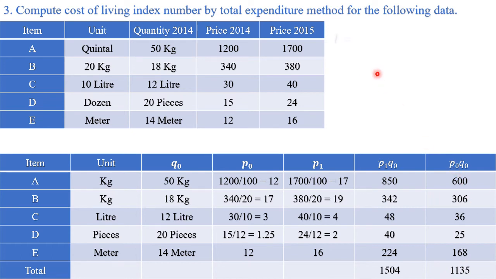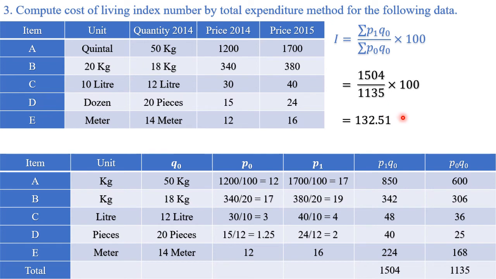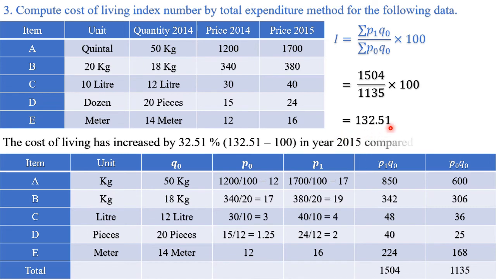We need to calculate the cost of living index number by total expenditure method. So that is I equals summation P1 Q0 upon summation P0 Q0 into 100. 1504 divided by 1135 into 100, and the answer is 132.51. That's the answer. Just need to write a statement for this: the cost of living has increased by 32.51%, that is 132.51 minus 100, in 2015 compared to 2014. So this is your statement for question number 3. Moving on to question number 4.